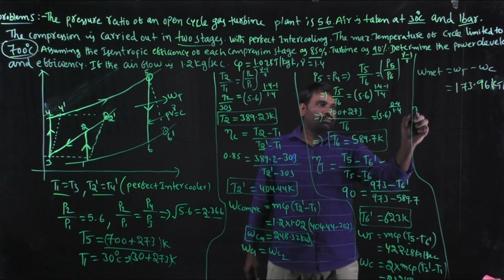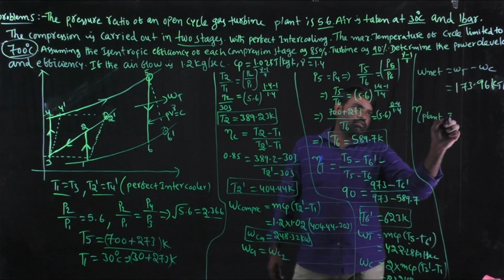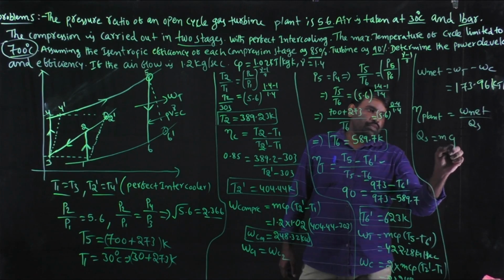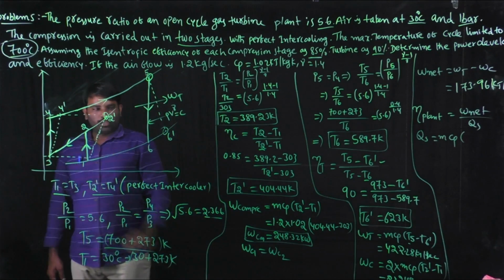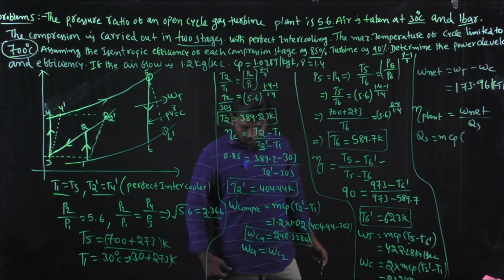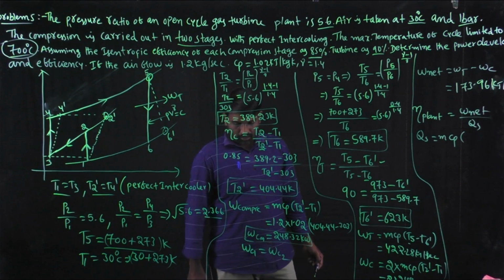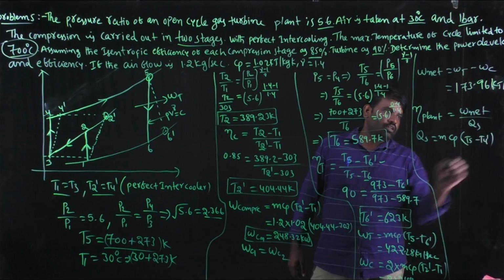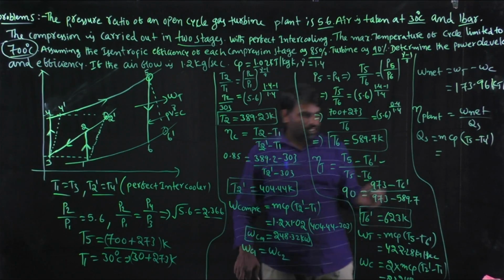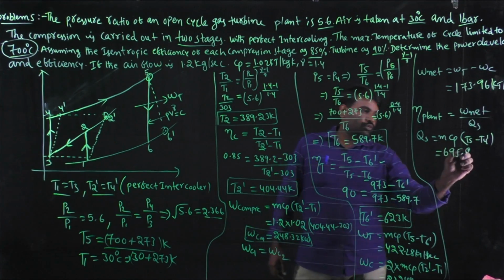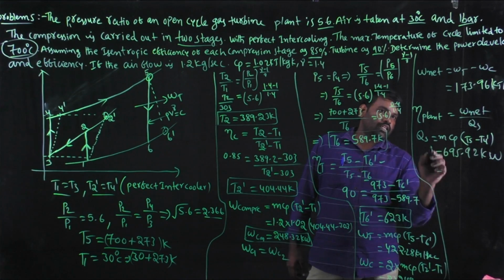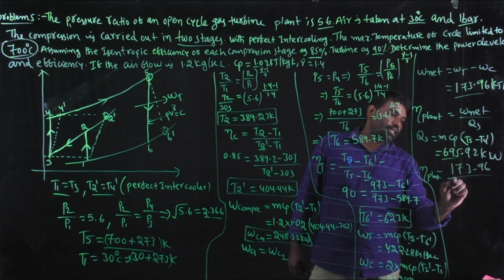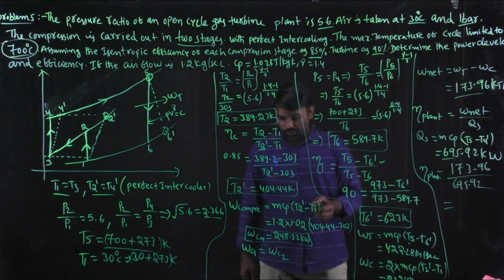And efficiency of the plant also we have to determine in this problem, that is equal to the net work done by heat supplied. Heat supplied is equal to mCp into T5 minus T4 dash, since we supply heat from T4 dash to T5. If you substitute T5 and T4 dash, you get 695.92 kilowatts. After calculating the Qs, you can calculate the plant efficiency, 173.96 divided by 695.92. The efficiency of the plant will be 25%.